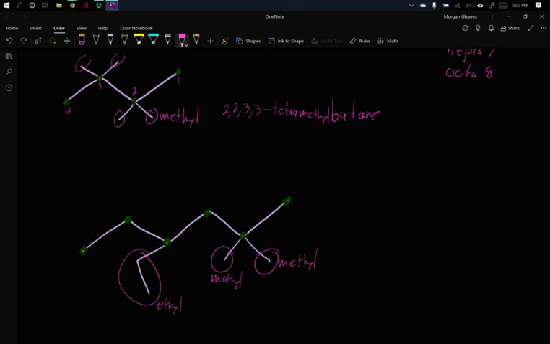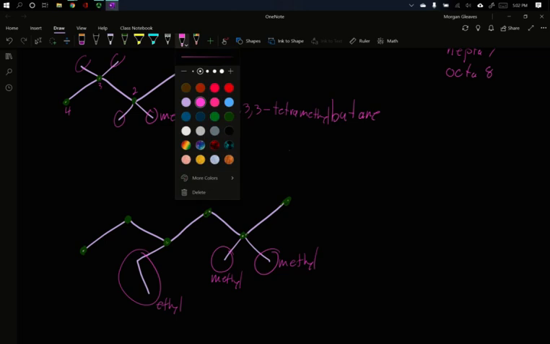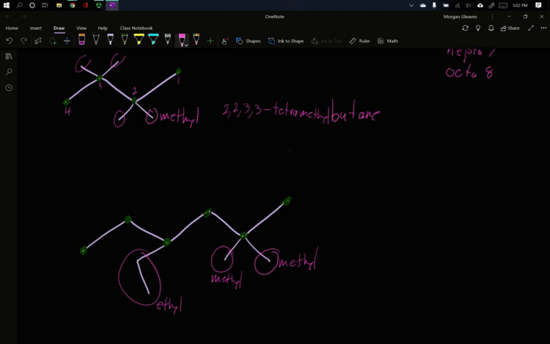Which side do I start numbering from? Well, if I have options, I want to run into my subgroup as soon as possible. And so if I start from the right, I run into a subgroup at carbon 2. If I had started from the left, I wouldn't have hit a subgroup until carbon 3. I want to hit the first subgroup I can hit as soon as possible. Now, if we have other functional groups, we'll want to hit those functional groups first, but we'll address that when we reach it.